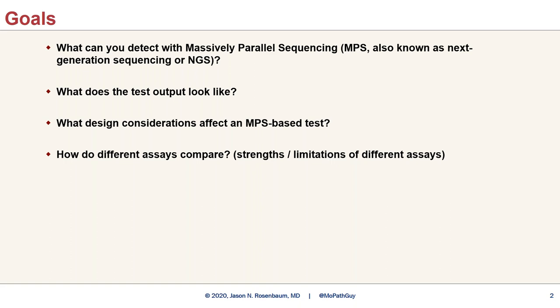I'd like you to be able to consider what sort of design considerations affect an MPS-based test. So how could you make it faster? What do you sacrifice to make it faster? Things like that. Another way to frame the same question is to ask, how do different assays compare? And this can be important whether you're running these tests or interpreting them or simply absorbing them into your own reports. It is worth knowing what the differences are between your in-house assay and a send-out option, for example.